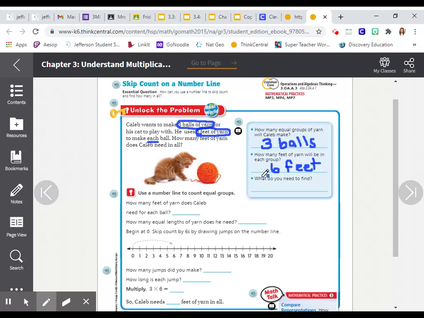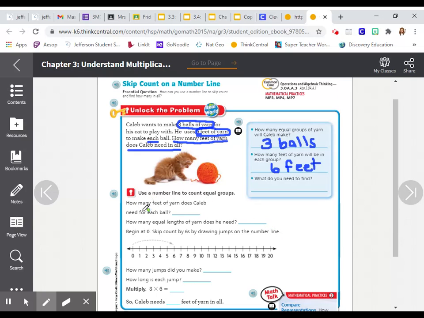Then it asks, what do you need to find? Well, that's our question. How many feet of yarn does Caleb need in all? So we'll just underline it instead of writing it here. Okay, so the question that we need to answer is, how many feet of yarn does Caleb need in all? In order to find the answer, we need to answer some questions, and then we're going to skip count on our number line to help us solve.